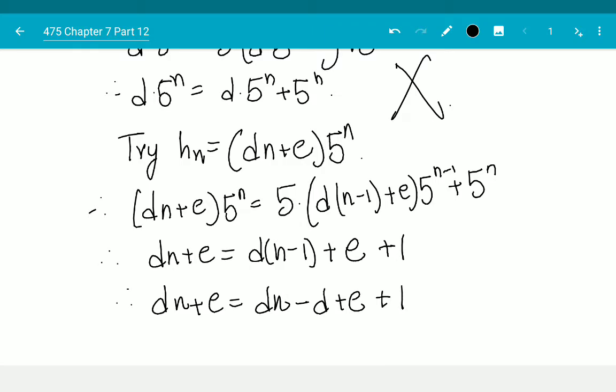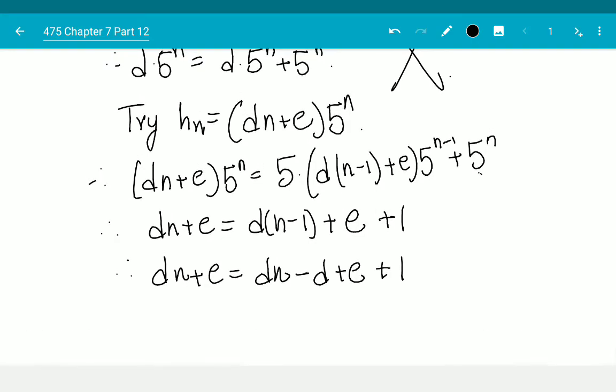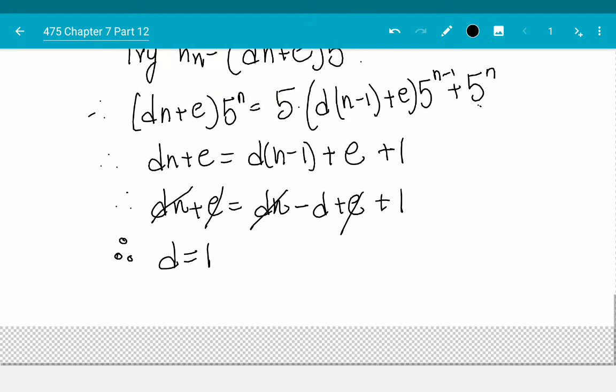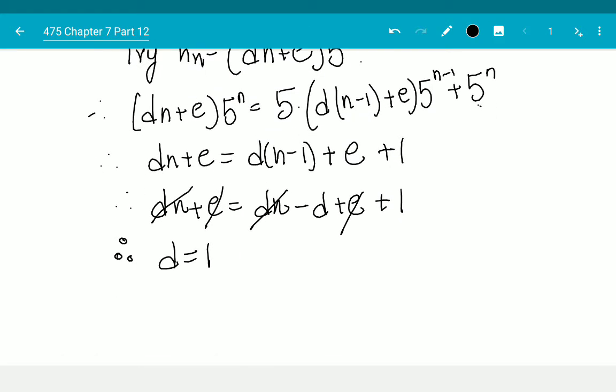Right, so when I divide everything by 5 to the n, I have a plus 1 from this 5 to the n. Thank God. I was going bonkers. Okay, that makes so much sense. Therefore, dn cancels, and E cancels. Therefore, d is equal to 1. I don't care about the value of E. E can be anything, right?